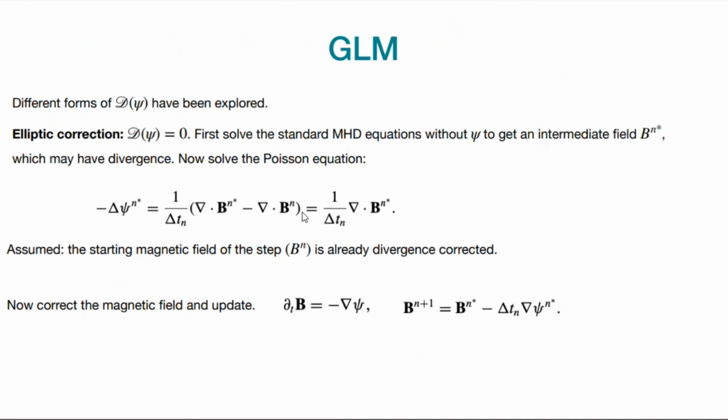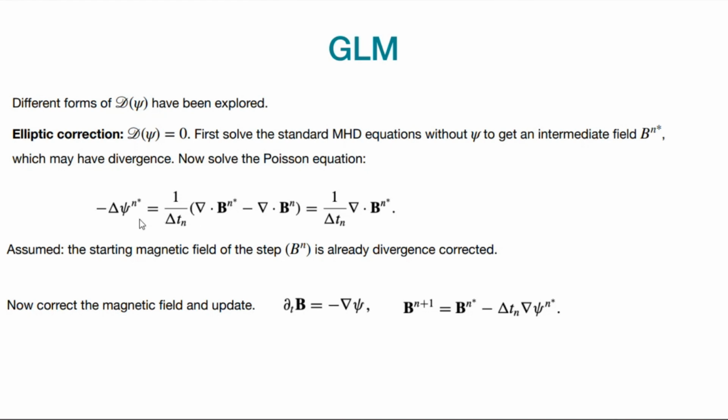So then what we'll assume as the starting point of this solution is Bn, not the Bn star that you obtain after solving the MHD equations. The Bn had no divergence. So Bn can be your initial conditions, where you have judiciously set things up so that there are no divergences, or Bn is a step which has already been corrected in the previous step. So we'll drop this term.